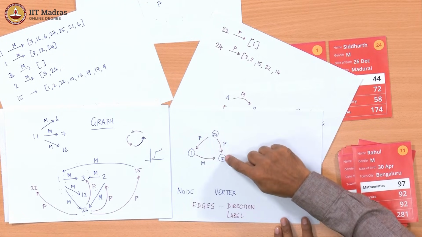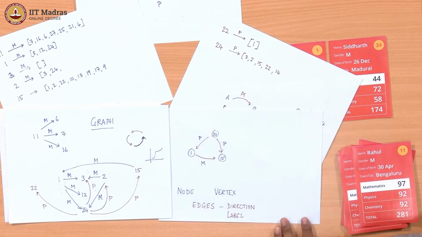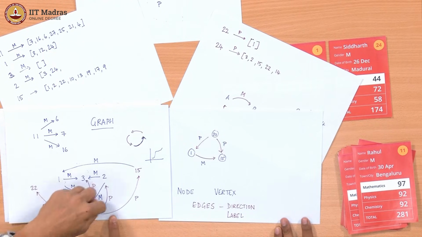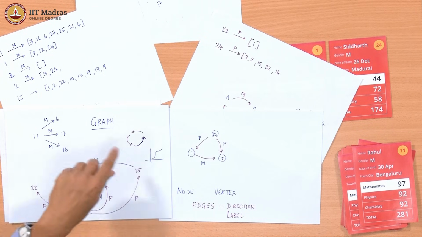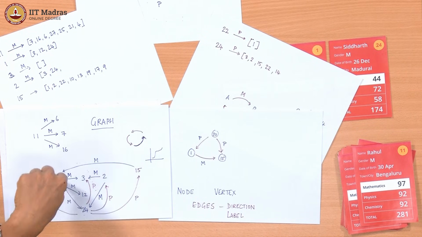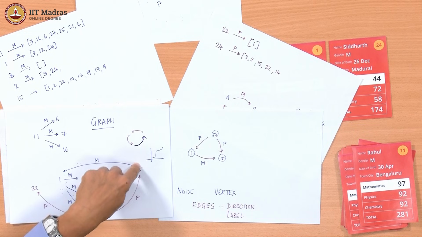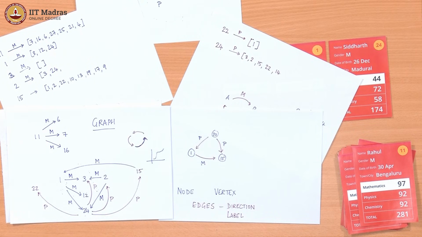22 to 15, 15 to 1, 1 to 22. Not possible. Because this cycle, for instance, has 2 maths and then 1 physics, that's possible. But you can't have 3 maths, because that would mean 15 has to keep on increasing: 1 is bigger than 24, it's again bigger than 15. That's not possible. It's a paradox, a contradiction.